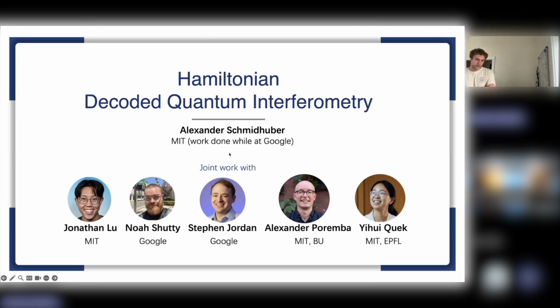Really what I try to think about during my PhD is: what are quantum computers good at? What problems can they solve exponentially faster than any classical approach? We don't have too many such examples yet, so one of the goals of my PhD is to try to give more examples. I'm going to talk about one potential way of achieving this, which we call Hamiltonian Decoded Quantum Interferometry, or Hamiltonian DQI for short.